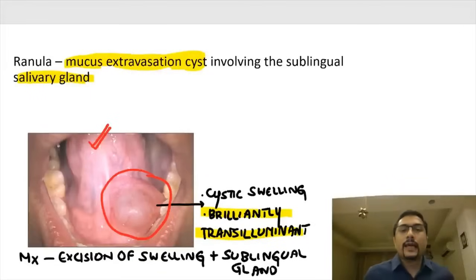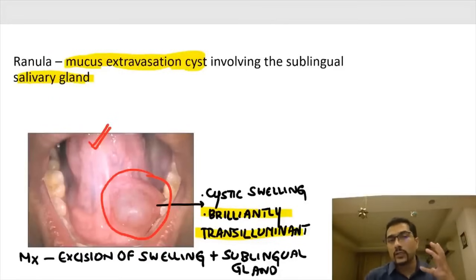They've also asked in your exam, what are the other brilliantly transilluminant swellings you know of? The other brilliantly transilluminant swellings can be a lymphangioma or a cystic hygroma, right? You can also have epididymal cysts, and sometimes hydrocele can also be brilliantly transilluminant. Hydroceles are transilluminant, but brilliantly transilluminant are usually lymphangioma or cystic hygroma, ranula, and epididymal cysts. The management of a ranula is excision of the sublingual salivary gland and the swelling.